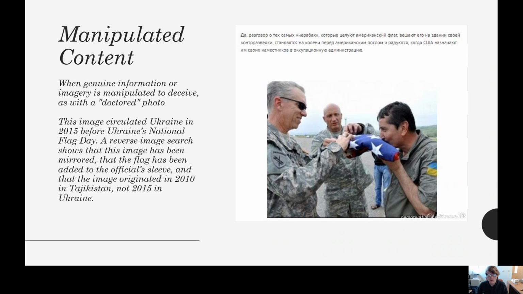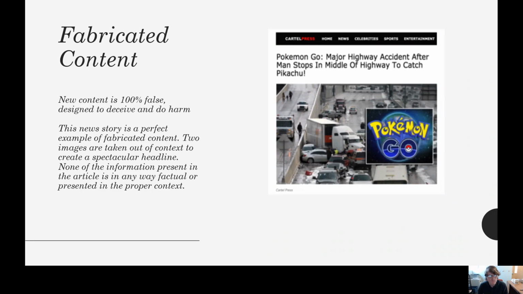So we can use a tool that we're going to cover later called a reverse image search. And when we reverse image search, we find that this image has been manipulated quite a lot. This gentleman on the right is actually on the left. This picture is completely mirrored. This flag on his arm has been added. And this image originated on the internet in 2010 within Tajikistan, not 2015 and Ukraine. And then just a little bit more digging shows that in Tajikistan, this is a pretty common show of respect. So it's actually not outside the norm at all.